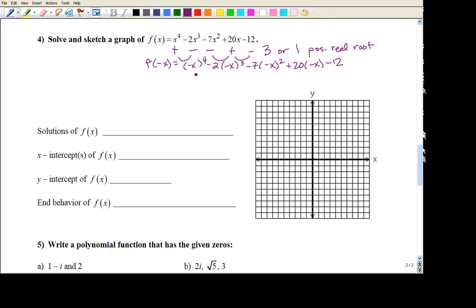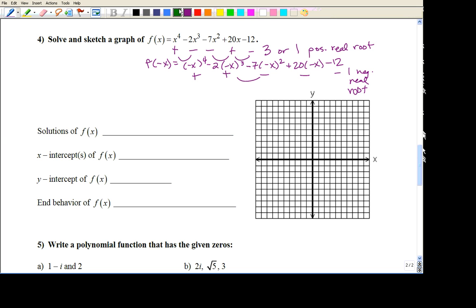Okay, so this first thing will be positive, and then a negative cubed is negative, but times that -2 is positive. This next thing, a negative squared is positive, but then -7, and then we'll have a negative and then negative. So we only have one sign change. That means we have one negative real root.